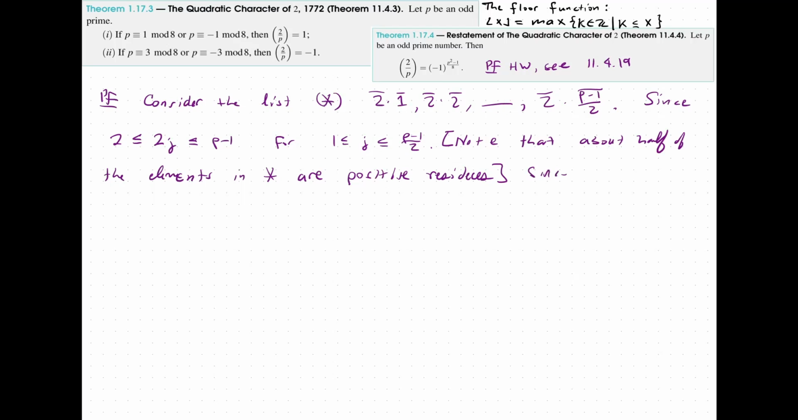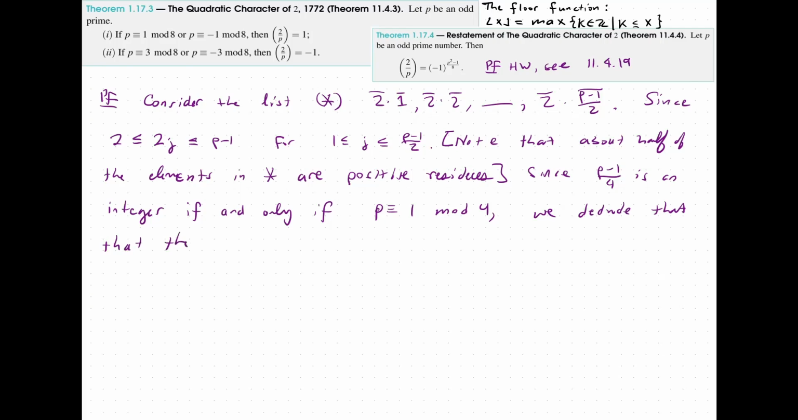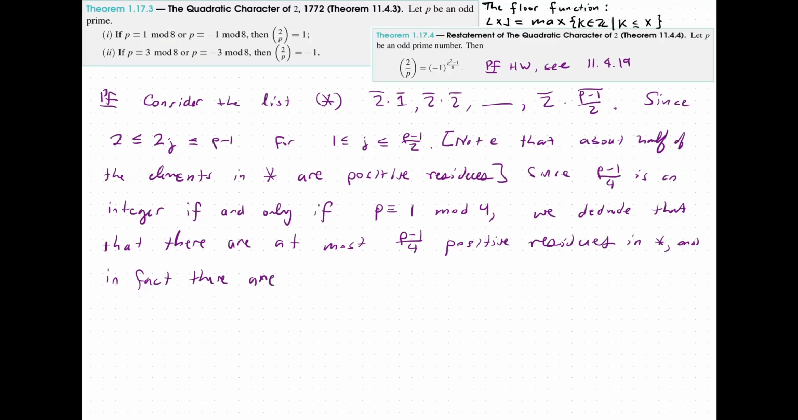Since p minus 1 over 4 is an integer if and only if p is congruent to 1 mod 4, we deduce that there are at most p minus 1 over 4 positive residues in the list star, and in fact there are, with the floor function, the floor of p minus 1 over 4 positive residues.